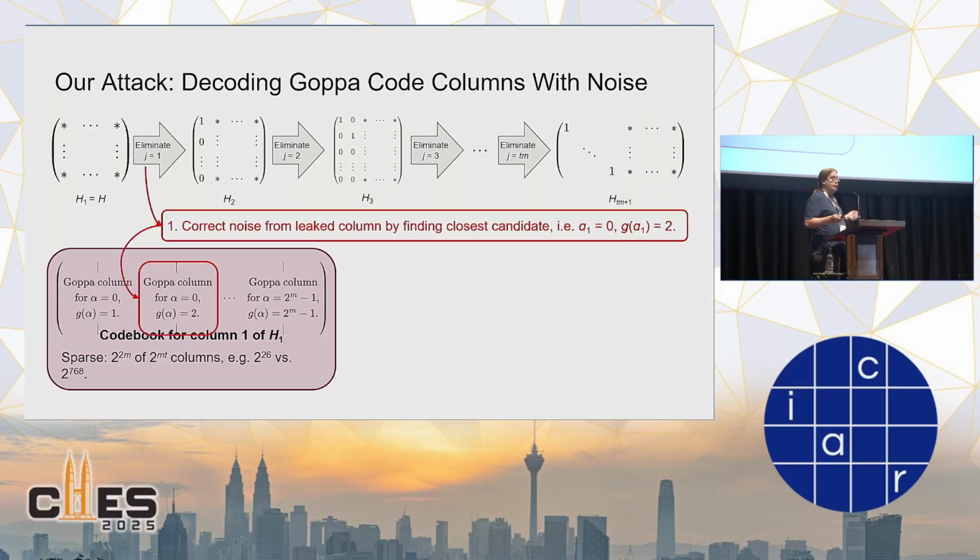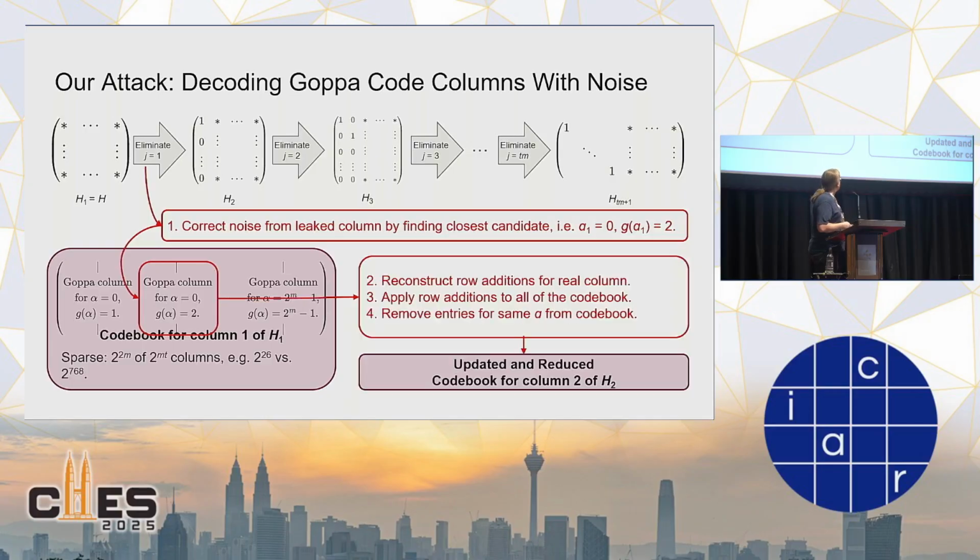By just searching for the nearest vector, based on the Hamming distance in this codebook, it's called maximum likelihood decoding, then you can try to find an error-corrected version of your leak. And then you actually know the real row additions that have been done by the algorithm, and then you can apply those row additions to the whole codebook. You can update the codebook, and then you get all the candidates for the second column.